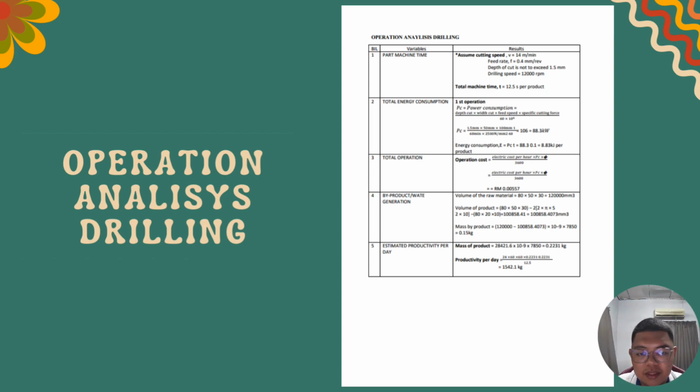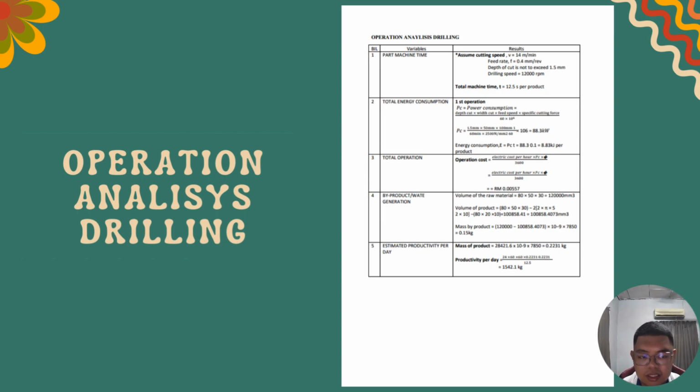In part machine time, we can include the assumed cutting speed of 14 meter per minute, and feed rate is 0.4 millimeter per revolution. Depth of cut is not to exceed 1.5 millimeter, and drilling speed is 12,000 RPM. So total machine time is 12.5 seconds per product. That's for the part machine time. Next, the total energy consumption. The power consumption is 88.3 kilowatt, and energy consumption is 8.83 kilojoule per product.